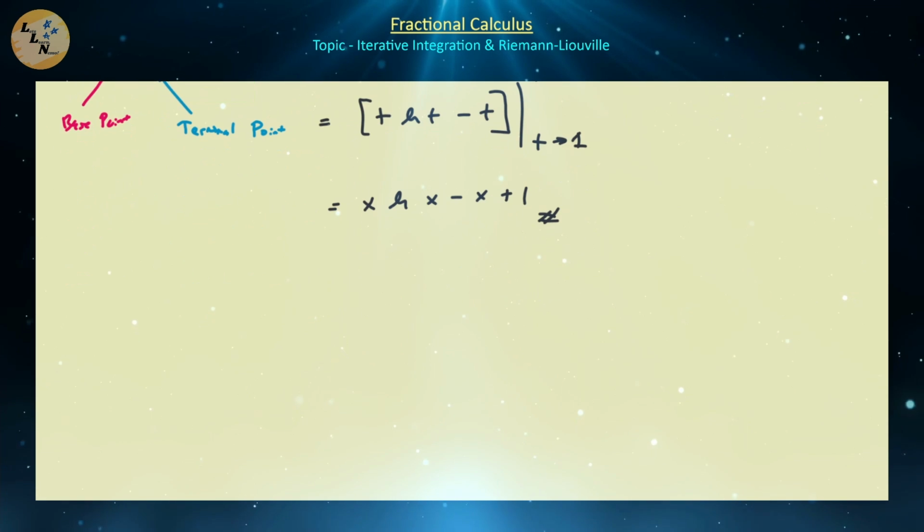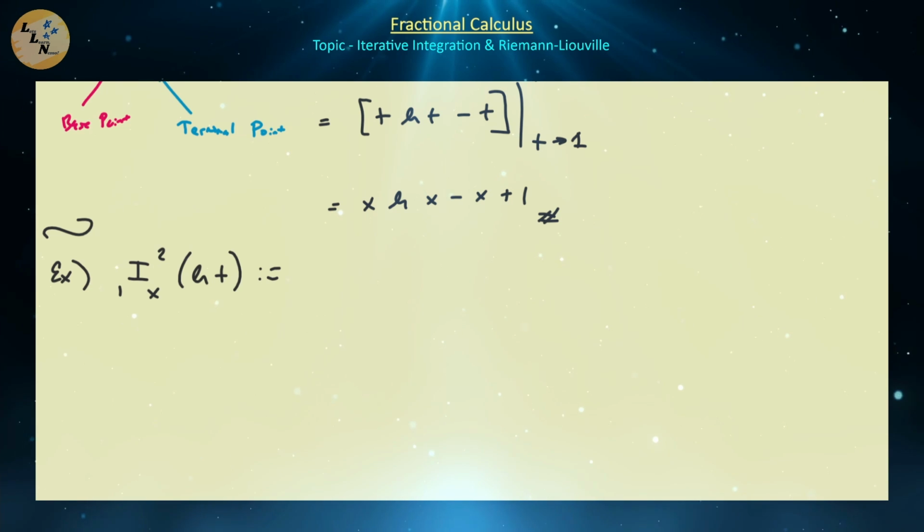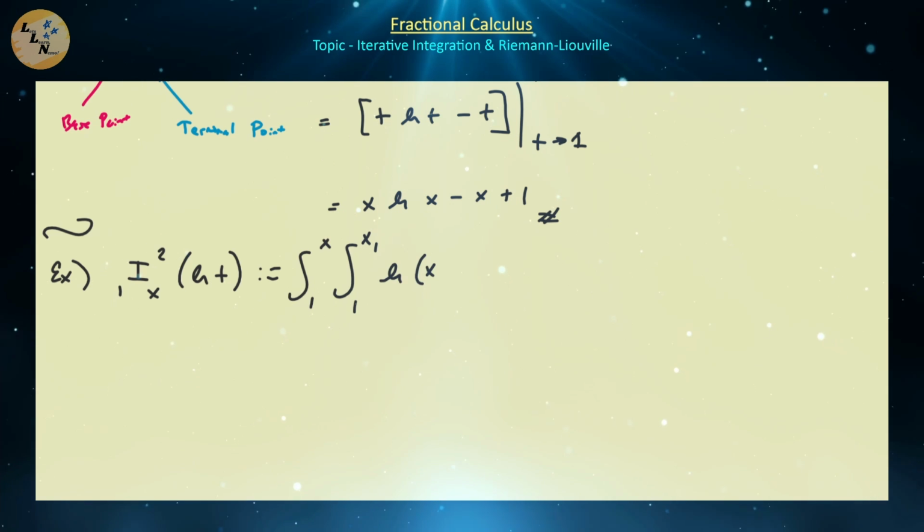Now we want to apply this operator again. For example, let's assume we're interested in the operator I_1^x squared of the natural log of t, and we're going to define this to be equal to the integral from 1 to x of the integral from 1 to x_1 of the natural log of x_2 with respect to x_2, and then finally x_1.